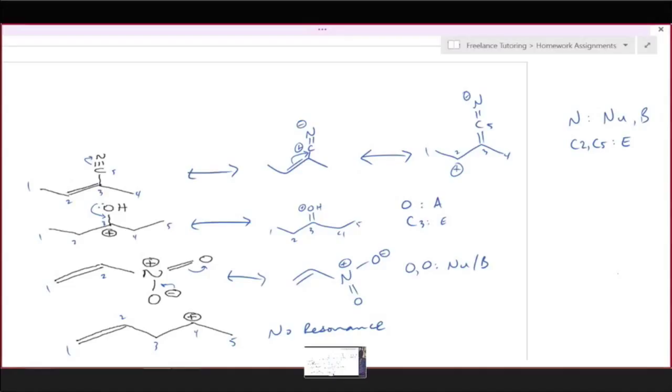So in a sense, the middle resonance structure doesn't add any new information because we could already have predicted carbon 5 to be electrophilic. The surprising thing is that carbon 2 is electrophilic. That's what we needed the resonance for. But anyway, if you're trying to draw all the resonance structures, then that middle resonance structure is one to draw too. So these are all 3 of them.